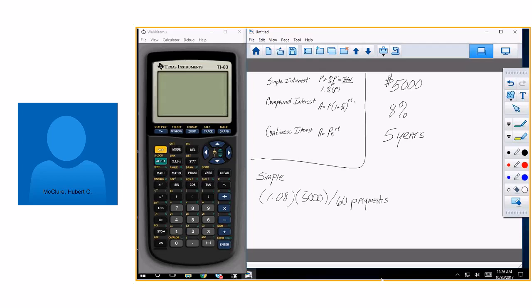But in that case, it would just be 1.08 times 5,000. Okay? Which is 10% of 5, that'd be 50. 50 times 8 is 400. It'd be 5,400. What'd you get?